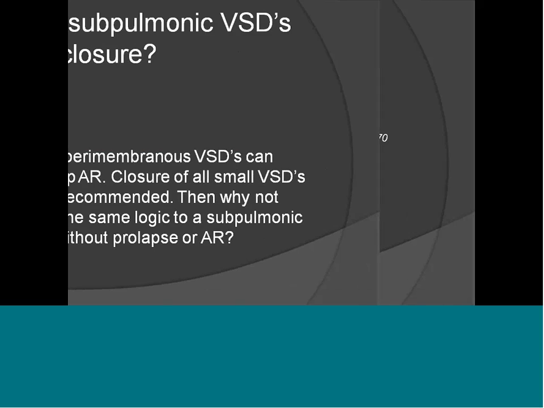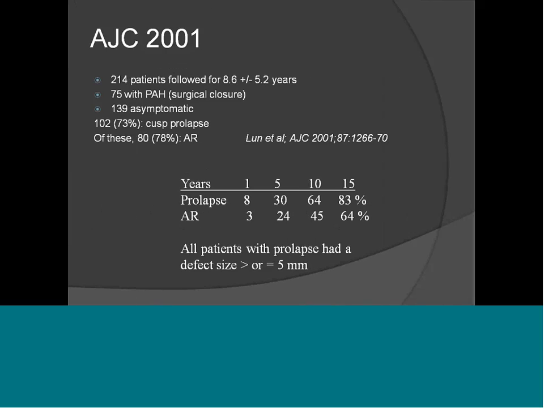Is that making sense? So I'll show you some data. This is data that came actually out of Taiwan. They followed 214 patients for 8.6 years, plus minus 5.2, and of that, 73% developed cusp prolapse. Okay, and out of those who developed cusp prolapse, the majority of them developed aortic regurgitation. And if you look at this slide about prolapse and AR, as the years went on, 1 year, 5 year, 10 year, 15 years, the incidence of prolapse kept increasing from 8%, 30% to 83% finally developed prolapse, and out of that 64% developed AR.